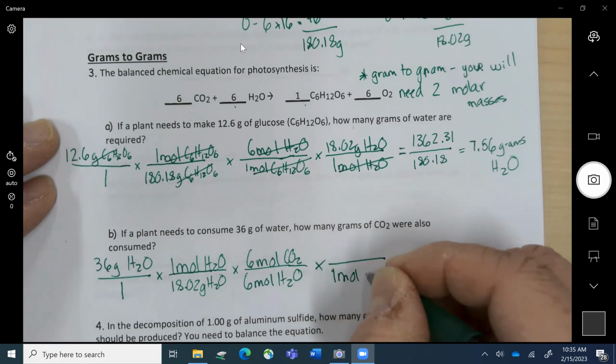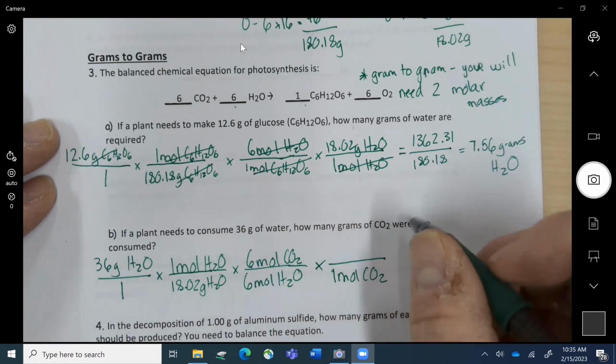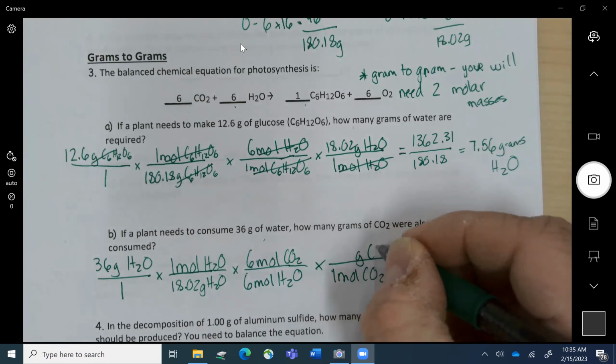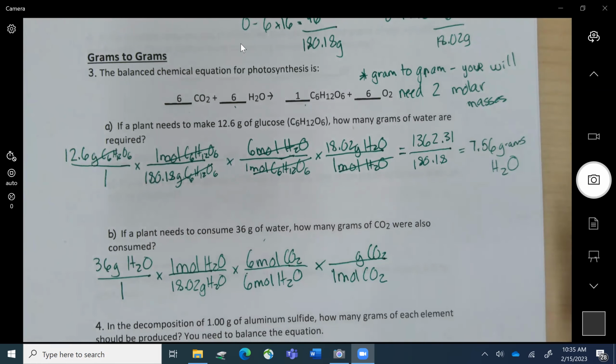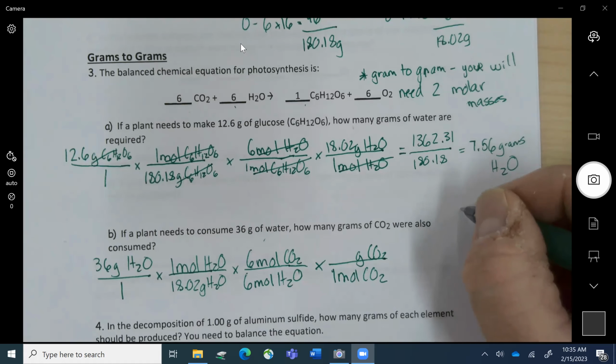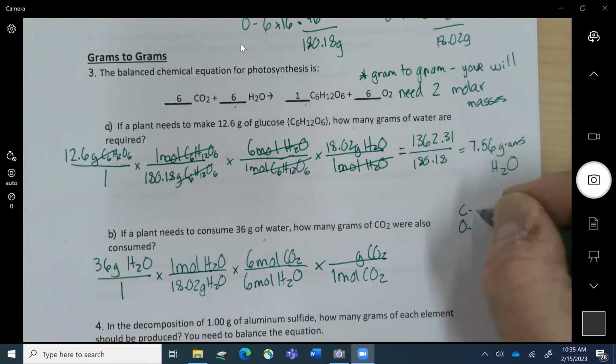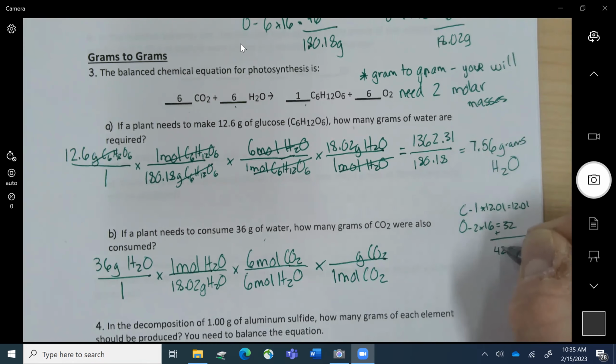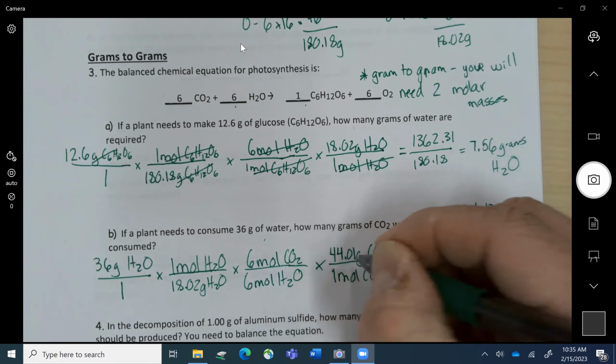Now I know that 1 mole of CO2. So we knew the molar mass of water. That's why I didn't go solve for it. Typically you'd have to though, all right? Now, grams of CO2. I could tell you what it is off the top of my head, but we're gonna do it. C is 12.01, O2 at 16, so 32, add them together, 44.01, so 44.01 grams.